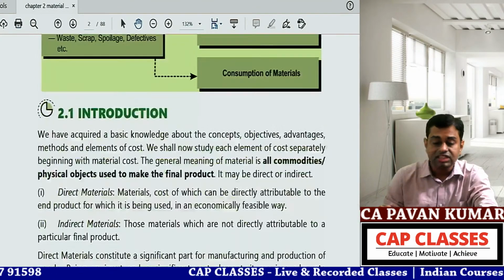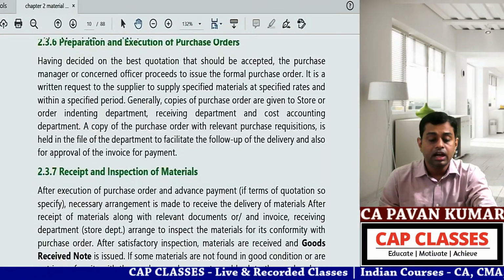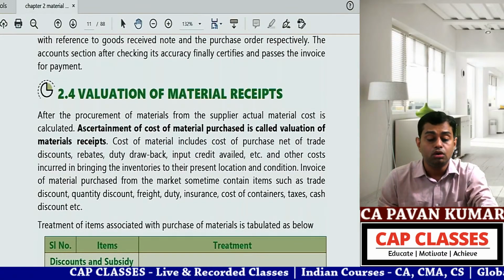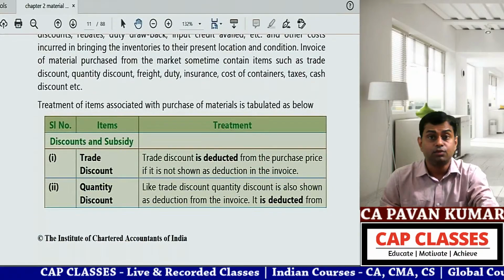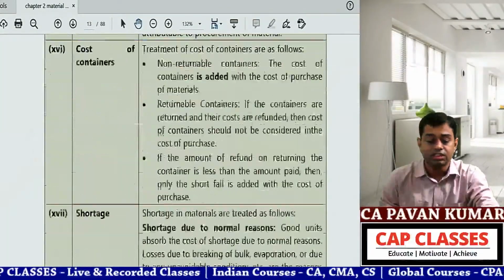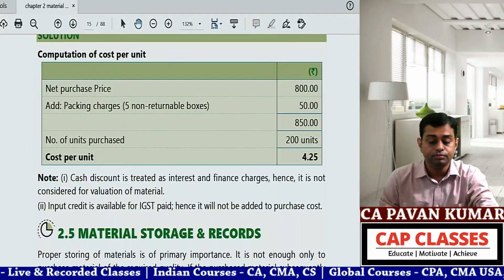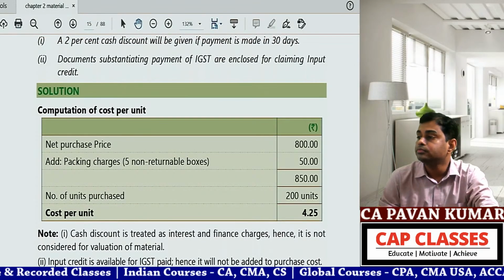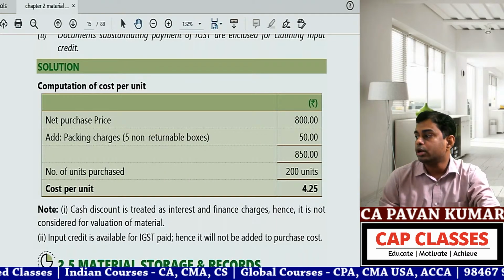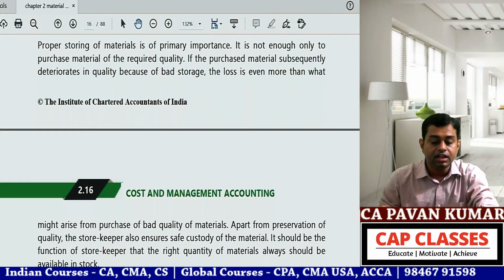Yesterday we discussed theory and solved problem number 1 and 2 also. You remember? We discussed bill of materials, goods received note, material requisition note, and the valuation of materials. What is the treatment of trade discount, quantity discount, cash discount, all these things we discussed. Then we solved problem number 1 and problem number 2. Correct? So this is the last thing we discussed yesterday. Can we continue?